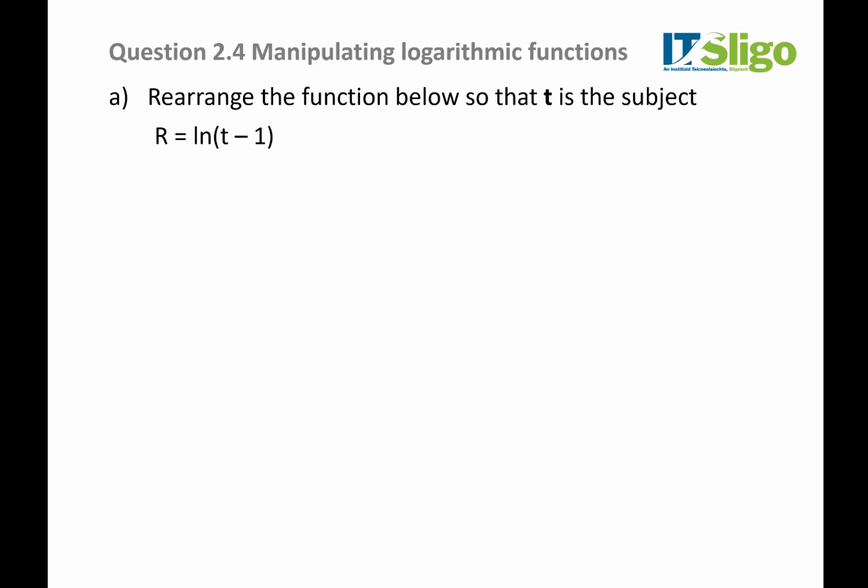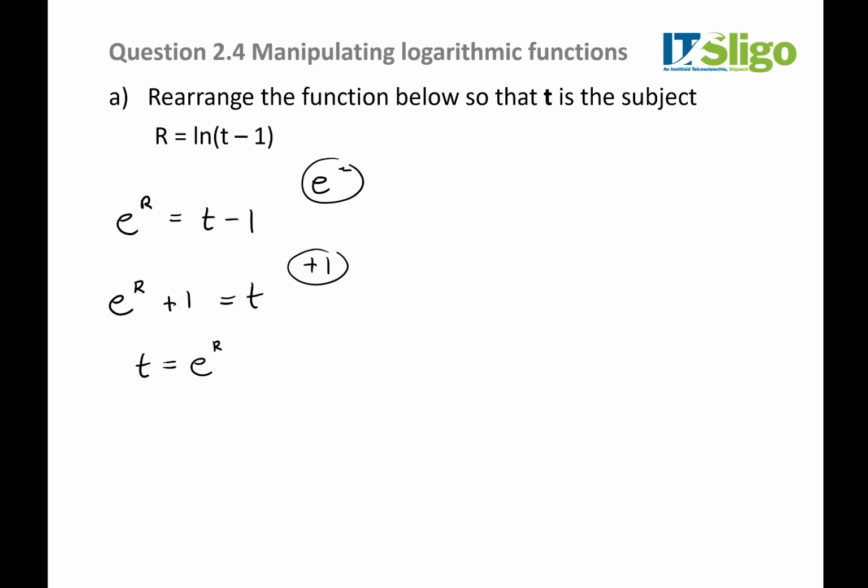First step, I want to get rid of the natural log, and then I want to get rid of the minus 1. So to get rid of the natural log, I raise both sides as a power on e. So we're going to get e to the power of r is equal to t minus 1. Now I want to get rid of the minus 1, so I add 1 to both sides, and I get e to the power of r plus 1 is equal to t. And finally, remember to write your subject on the left.